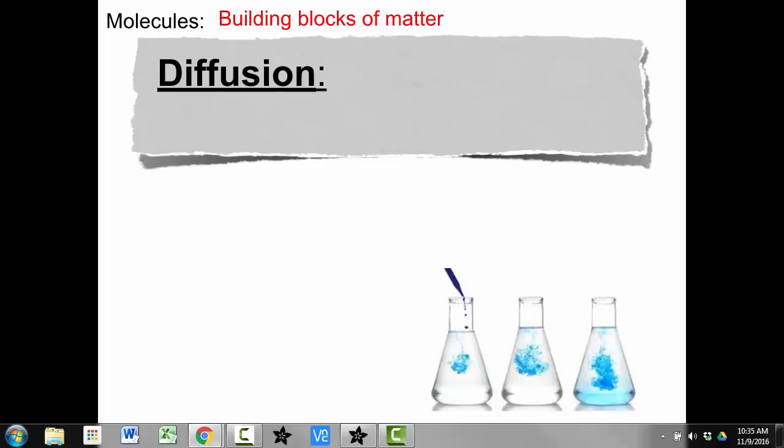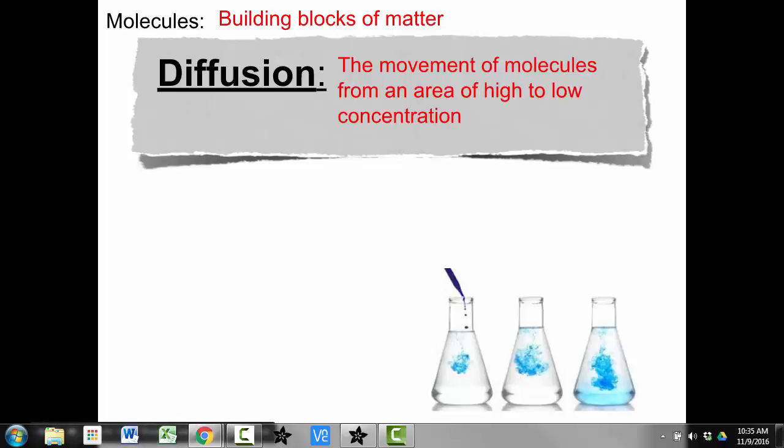So we know molecules are what all matter is made out of. We're made of molecules. Salt's made of molecules. Water, air, cells, they're all made of molecules. And so there's a principle called diffusion. Diffusion is the process in which molecules go from an area of high concentration to an area of low concentration.